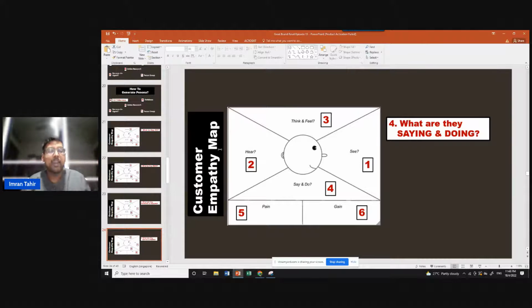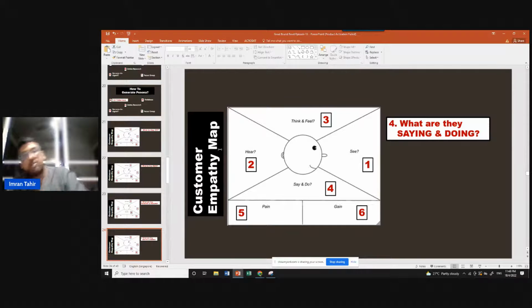Then reflect. What's going on in your mind? How do you feel, maybe your own reflection? What are you seeing, hearing, saying and doing, thinking and feeling? What are the pains and what are the gains that are stopping you? So reflect on what you have developed, what you have nurtured, and see. Maybe compare again, do another round of interviews and see, does it match?